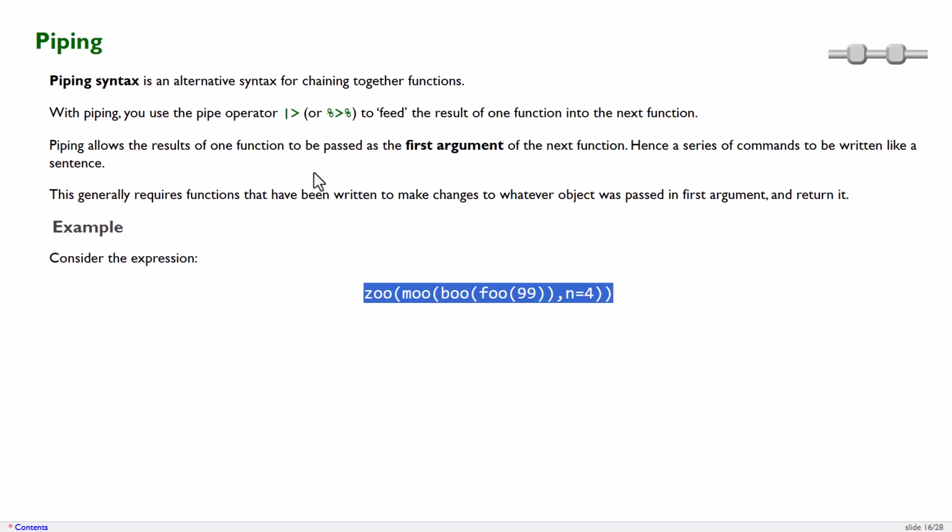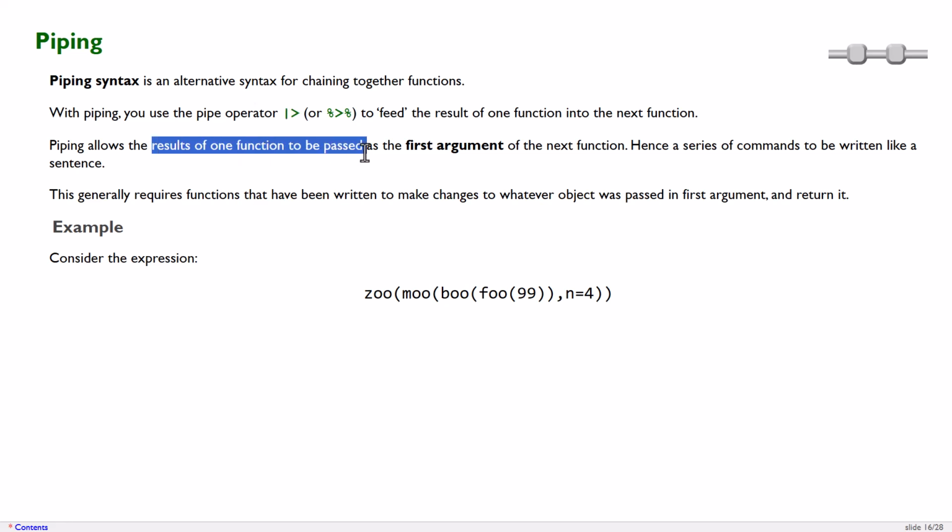The way it works is that you use the pipe operator, and there are 2 of them that you can use. The first one is this pipe followed by the greater than sign. There's also this other operator which you can use. This is from the magrittr package, so it's a little bit older. They do basically the same thing. When you join functions using one of these operators, it'll take the results of one function and pass them automatically and invisibly to the next function as the first argument. So this allows you to take a series of commands and write them more like a sentence. The best way to understand this is to see an example.